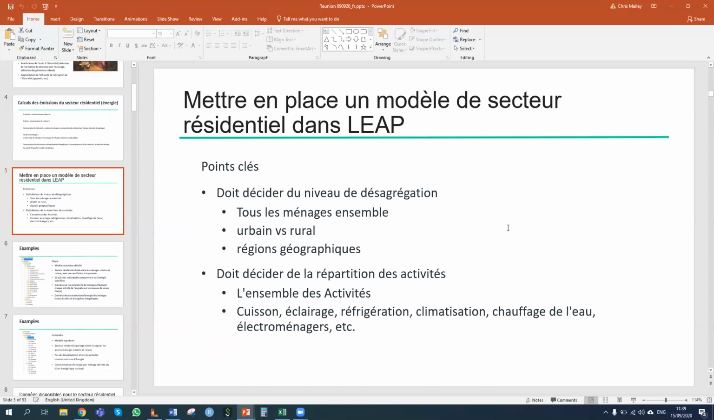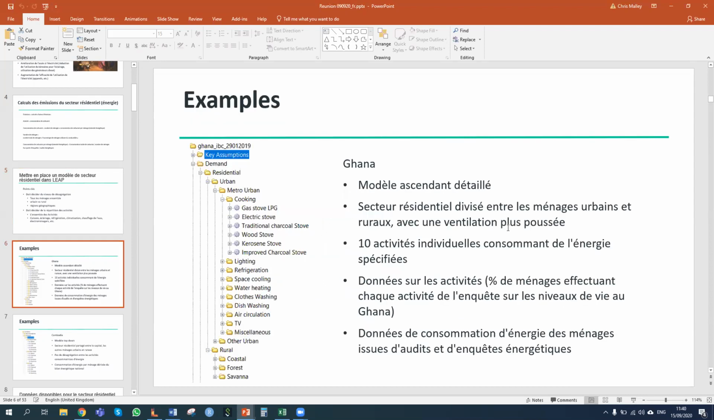We also need to decide how we're going to split the different activities that consume energy. We could split them by having all the activities together, so having no split, or we could have split activities. Commonly, this is cooking, lighting, refrigeration, air conditioning, water heating. These types of activities can be separated out. So we have two good examples here.